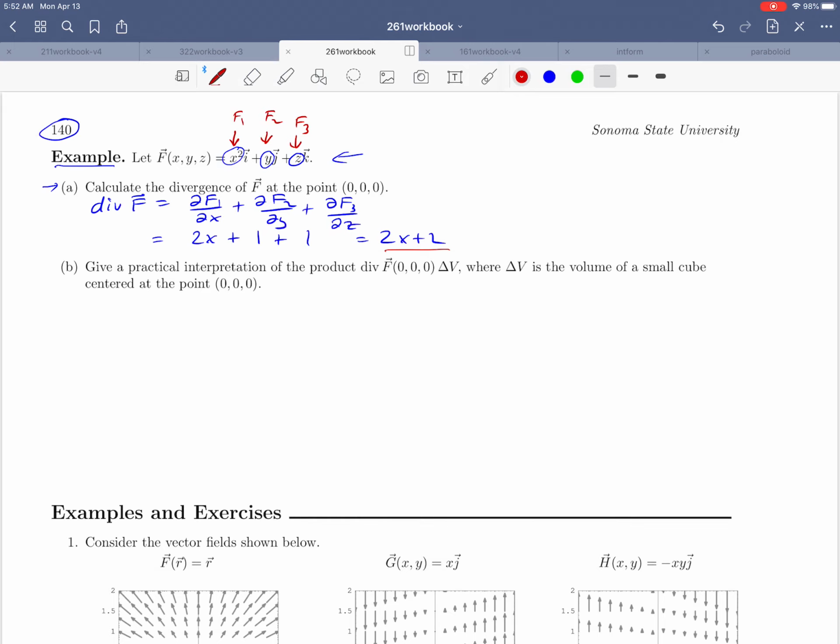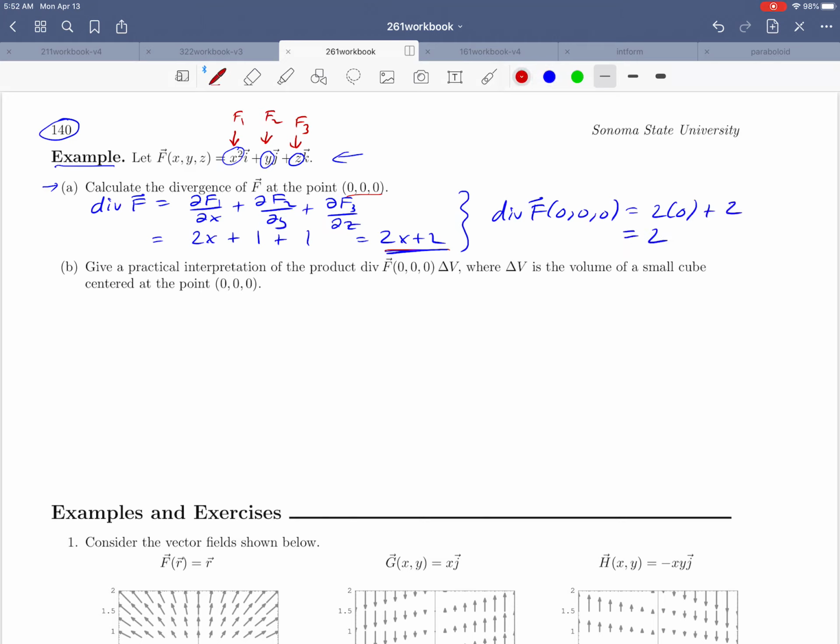They wanted the divergence at a specific point, 0, 0, 0. So to finish this, we just need to substitute those coordinates in. So the divergence of f at 0, 0, 0. x, y, and z are all 0, and our formula just has an x in it, so all we really need to do is to substitute x equals 0 in. And we get the number 2.